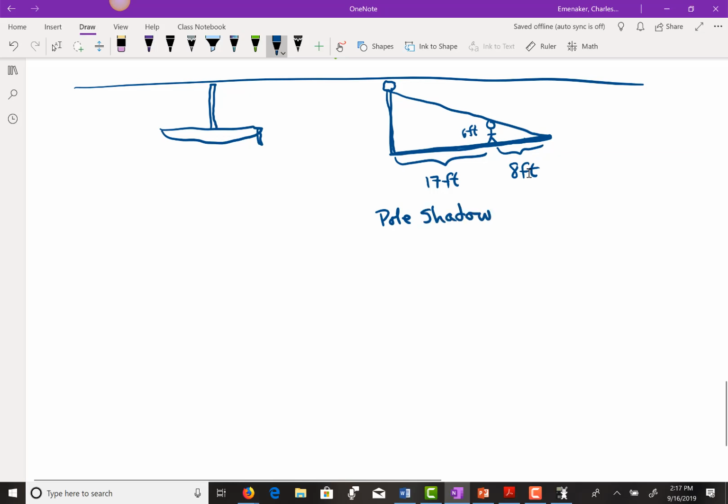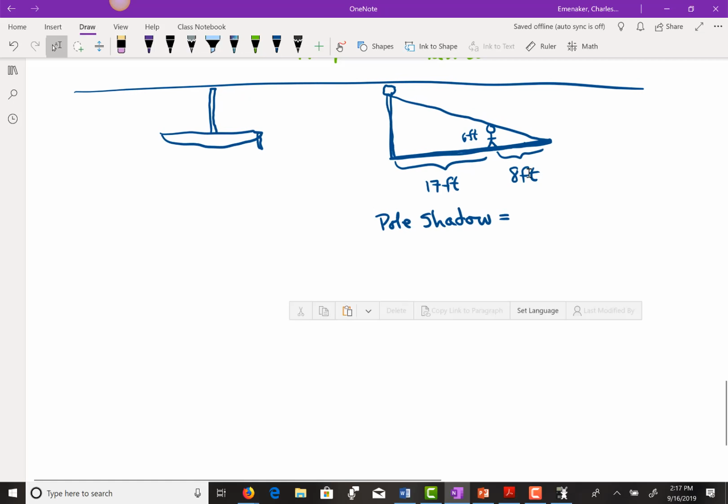How big of a distance is the pole's shadow? 25 feet. That's something we can measure on the ground from the pole at Houston Woods. And getting these shadow lengths isn't all that horrible. I mean, just measure what's on the ground.